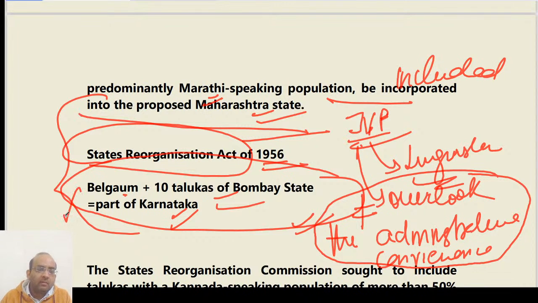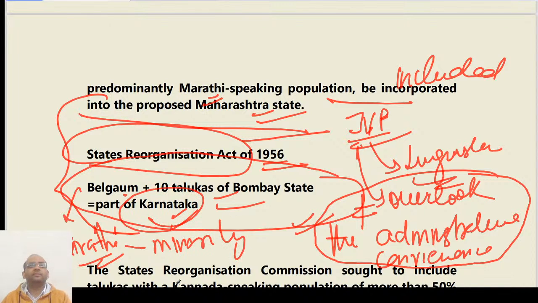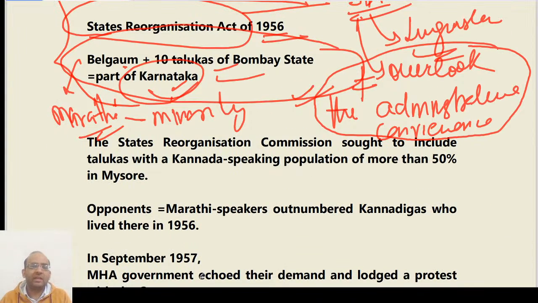Now what happens? The Marathi community became a minority, a linguistic minority in Karnataka. That is the implication. You understand this one point. Come to the next part of the story.